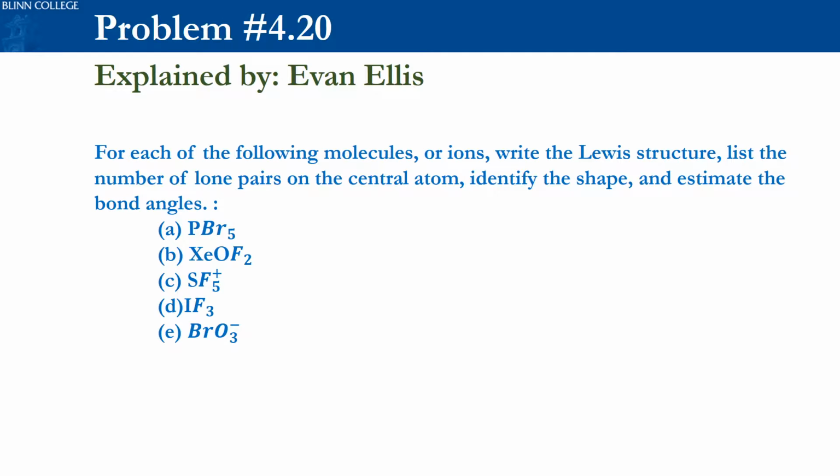For each of the following molecules or ions, we will be writing Lewis structures, listing the number of lone pairs on the central atom, identifying the shape, and estimating the bond angles. We will be starting with phosphorus pentabromide.